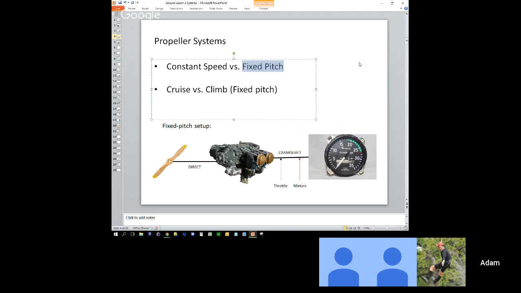As opposed to cruise, if I'm in cruise, I don't need maximum engine power. I need cruise engine power. So I can actually increase my blade angle, cut more of the air, and at the end of the day, what you'll find is the aircraft travels faster that way.